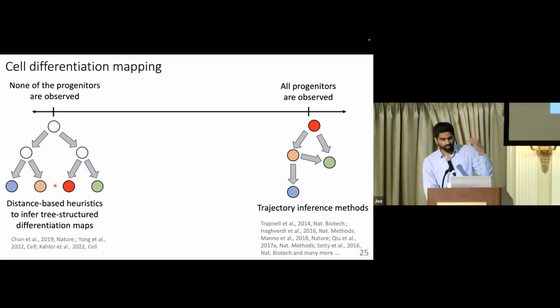That's a big assumption. On the other extreme, more recently, there are also methods that use distance-based heuristics to try to infer some sort of tree-structured cell differentiation map.